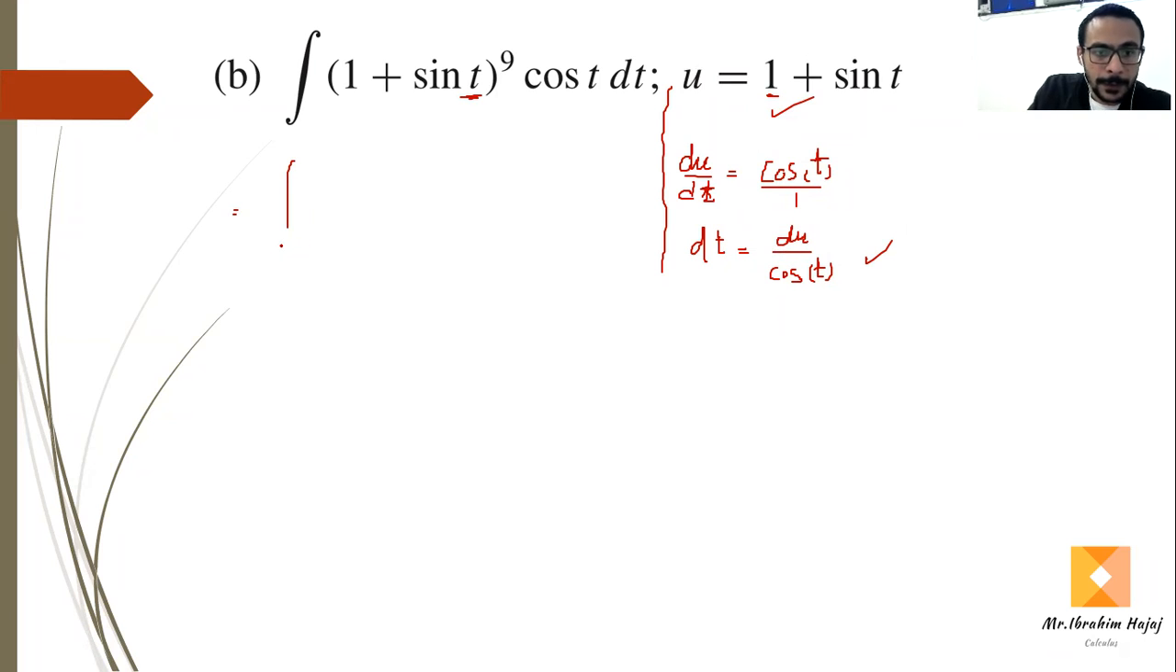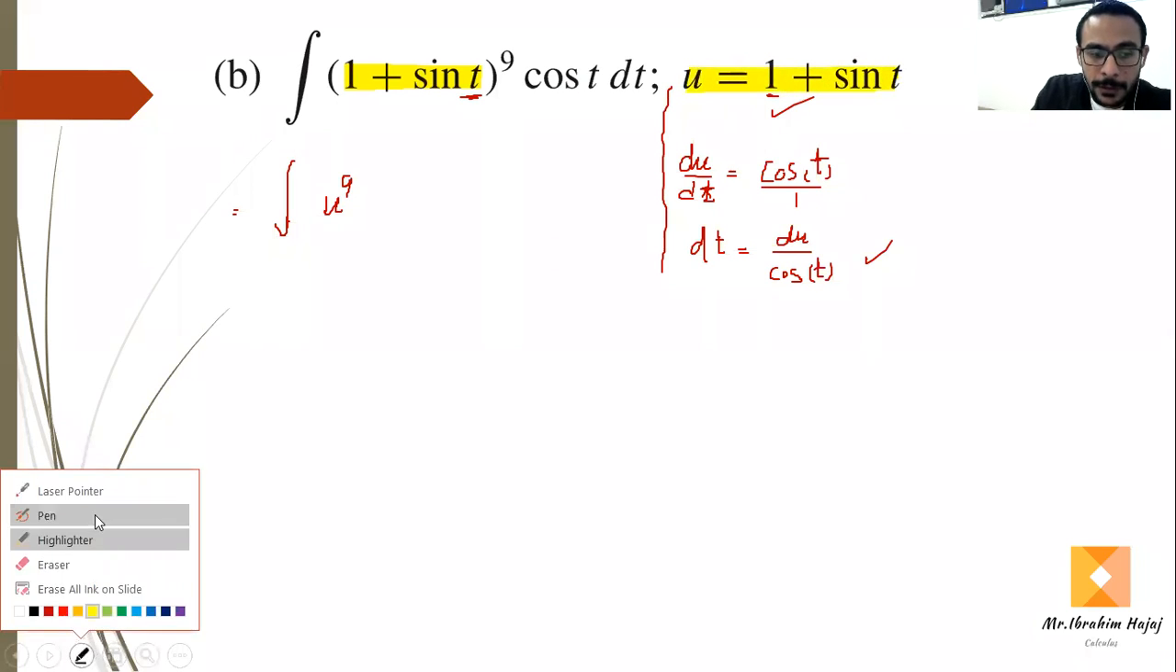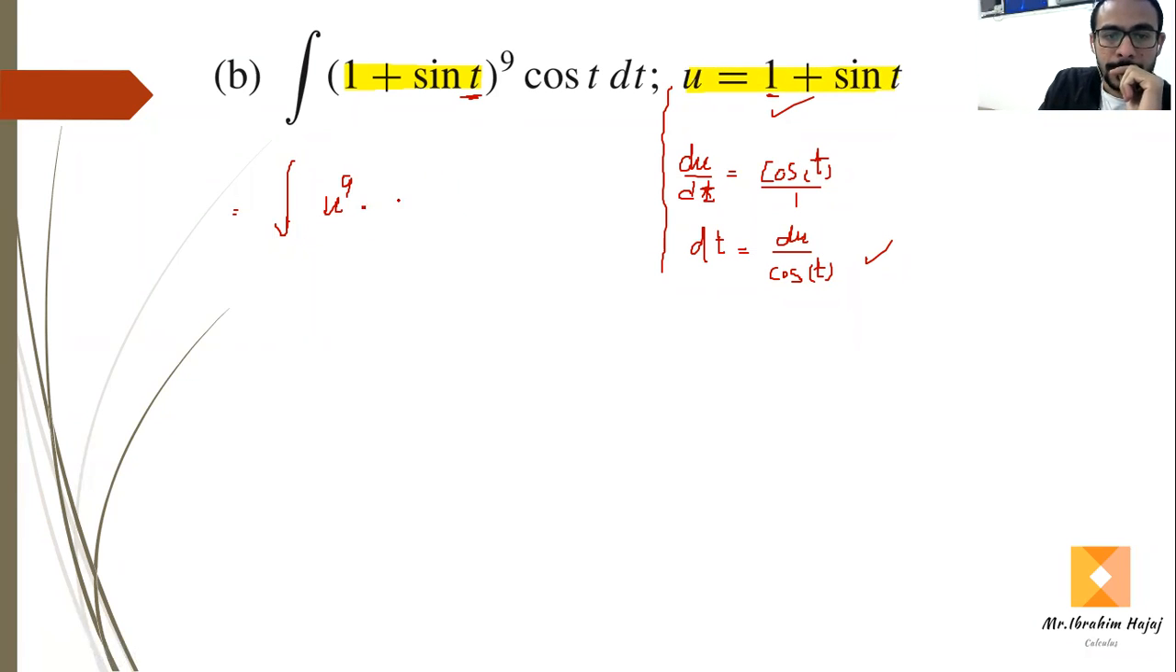So du over cosine t to the power 9. We will substitute u in the question. We have to replace 1 plus sine t, all to the power 9, by u to the power of 9. So it's going to be u to the power of 9 times the cosine t.